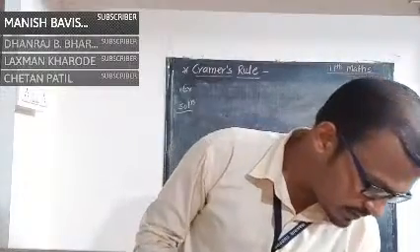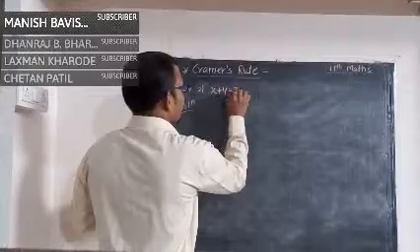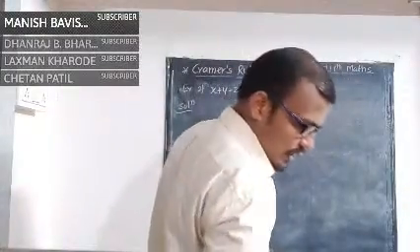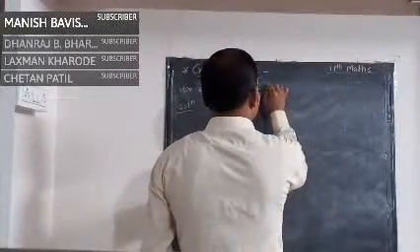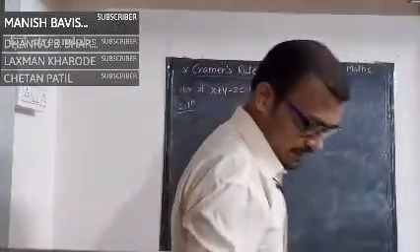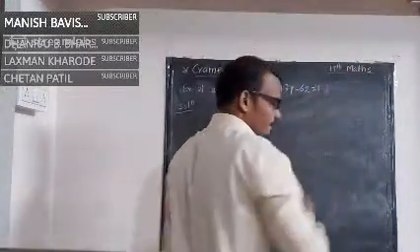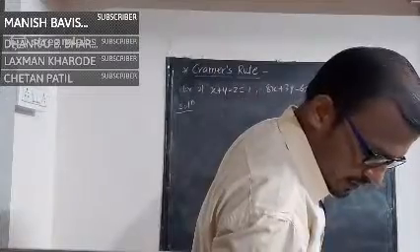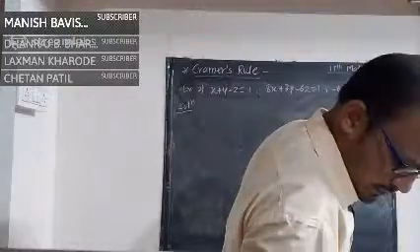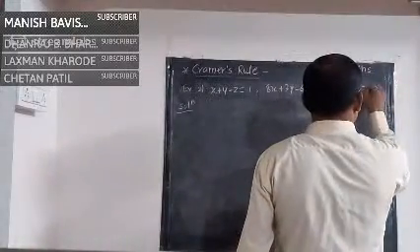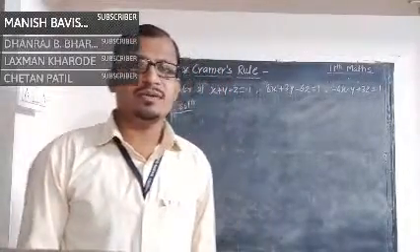Our next example is x plus y minus z is equal to 1, 8x plus 3y minus 6z is equal to 1, and the last equation, minus 4x minus y plus 3z is equal to 1. Now this is our next example of Cramer's rule.